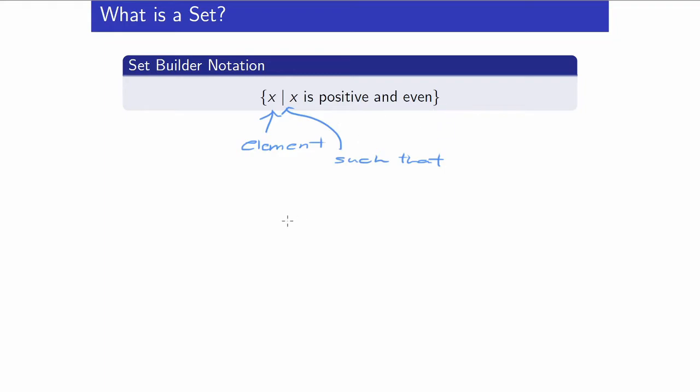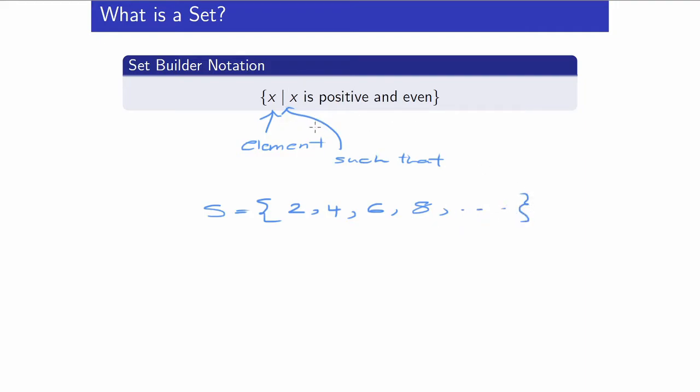So what does that mean? For every element in the set, let's say the set is equal to S, there's an x that is both positive and even. Let's start with a positive number. So 1, is 1 positive? Yes, but is it even? No. So then it's just every positive even number, right? 2, 4, 6, 8, and so on and so forth. This is the set that we're talking about here.